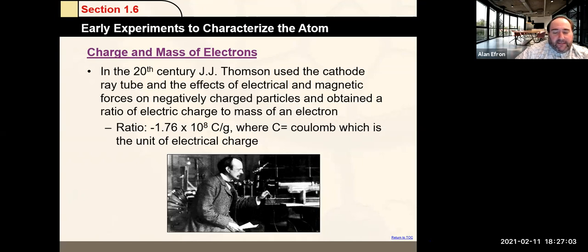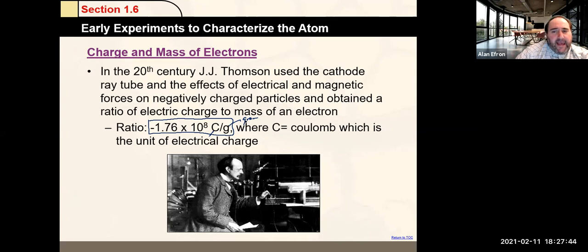So there's Thomson staring at his CRT tube, and he was able to come up with that charge to mass ratio of an electron, and that's the number right there: minus 1.76 times 10 to the 8. The C is a coulomb, which is a unit of electrical charge, and G is a gram. So the charge per mass of an electron was found to be that number there. And that's a very good first step in understanding electrons.